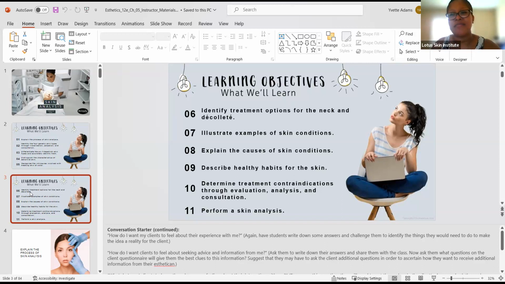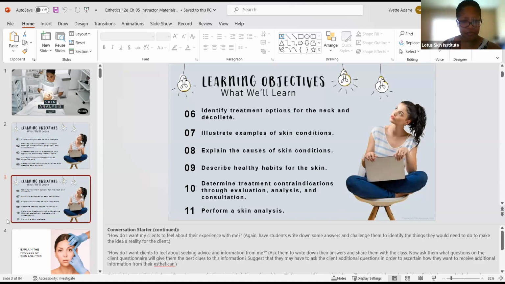Corrective skincare, which is chemical peels basically. So we'll talk about that, and I'll add in whatever I can for that part. Identifying treatment options for neck and décolleté. Everybody knows what the décolleté area is, right? Okay. Illustrate examples of skin conditions, explain the causes of skin conditions, describe healthy habits for skin, and determine treatment contraindications through evaluation, analysis, and consultation. And then finally, perform a skin analysis.